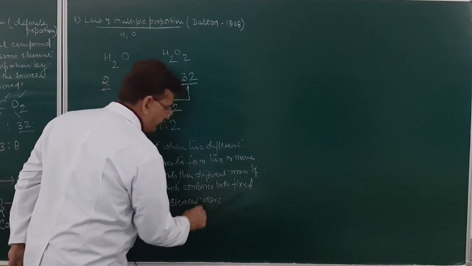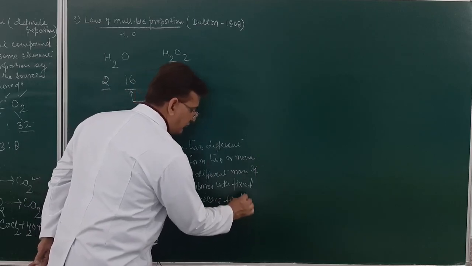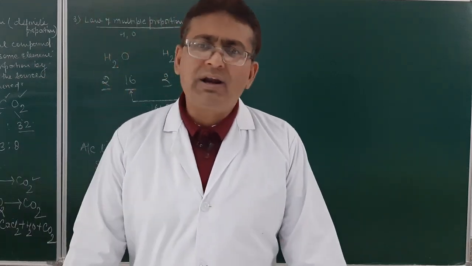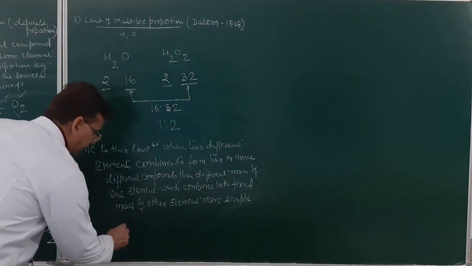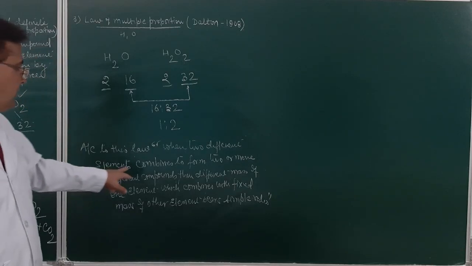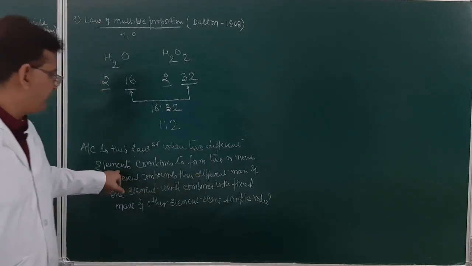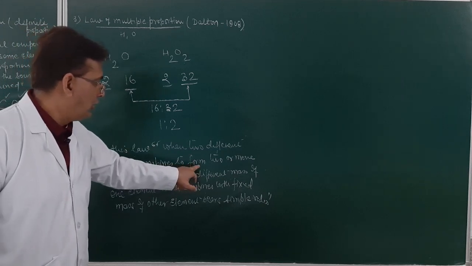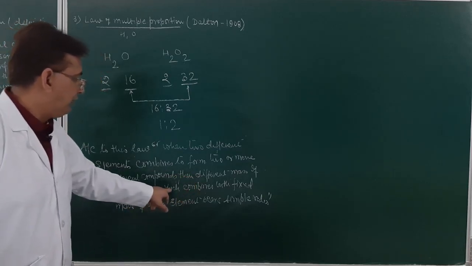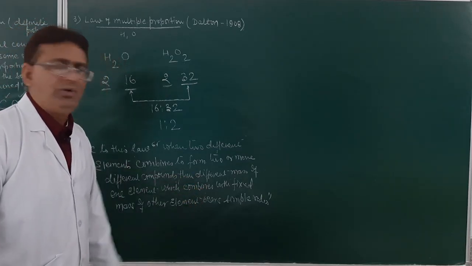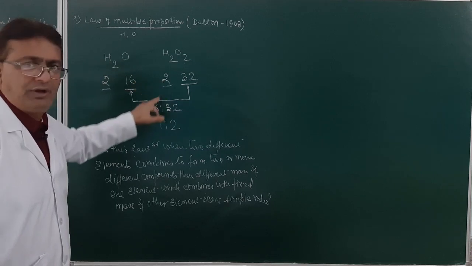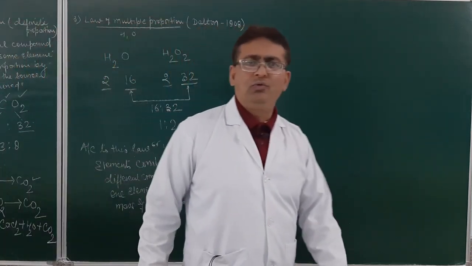Bears a simple ratio to one another. Bears a simple ratio, I mean to say a simple ratio or a multiple ratio. Is it clear, student? So what does the law say? When two different elements combine to form two or more different compounds, then the different mass of one element which combines with the fixed mass of other element bears a simple ratio. As over here, the mass of oxygen was different. It was combining with the fixed mass of hydrogen, so they were in a simple ratio to one another.